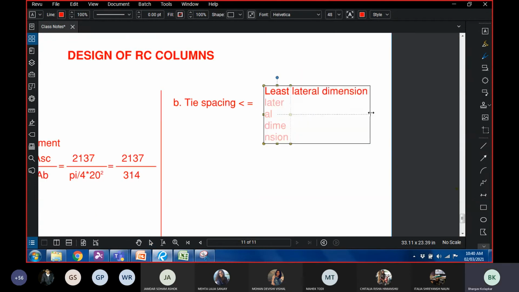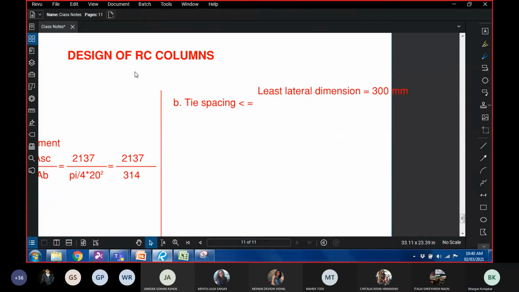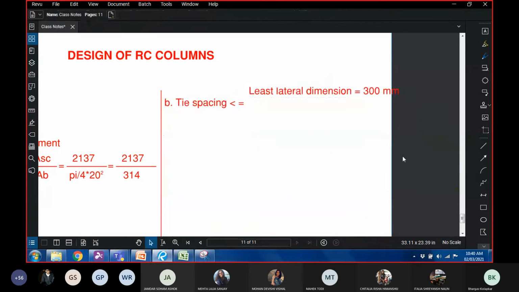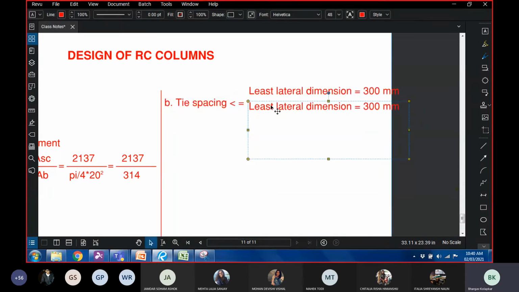Now, this is a square column. Therefore, both the dimensions are 300. Had this been a 400 by 300 column, the least lateral dimension would be 300. So this is 300 mm. Then the next one is 16 times the diameter of longitudinal bar, which is 20. So this is equal to 320 mm. And the third criteria is an absolute number of 300 mm.